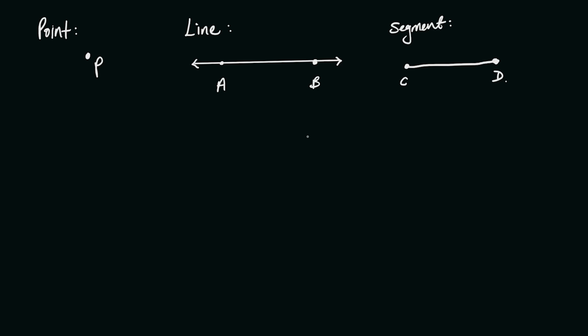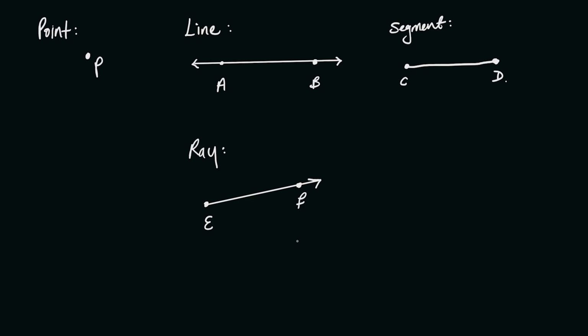But what happens if we have a line but it only has one arrow? That is what we call a ray. A ray is when something only extends in one direction infinitely. So let's say it's ray EF. E, and then it extends all the way to F. Basically meaning that it passes through F, and it goes on to an infinite place.